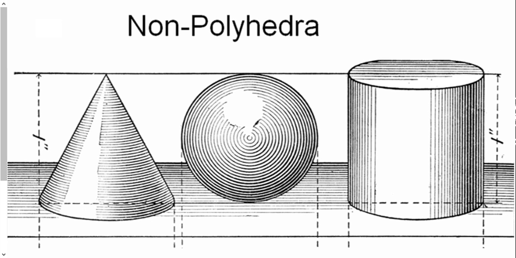These are non-polyhedra. I thought it was kind of a cool picture. These are not polyhedra because they don't have flat sides. I mean, this is a cylinder. It looks like it's got flat sides, but actually the other side is curved. Here's a sphere, and here's a cone, and we're actually going to learn those later, but today, we're just talking about prisms.